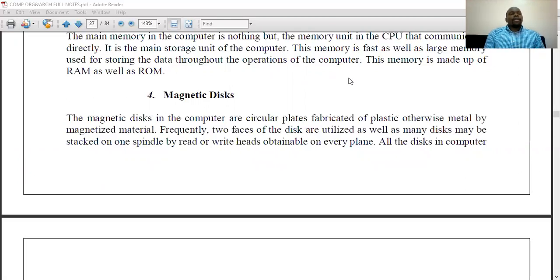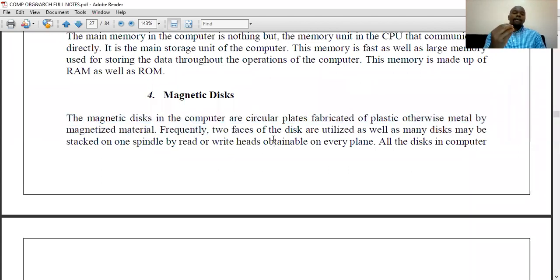Then if you have a document that you've saved, but you are editing, making some changes, adding things here and there, when you save that file, it is the write head that writes those changes into that particular sector where that particular file is. So that's how magnetic disks work.